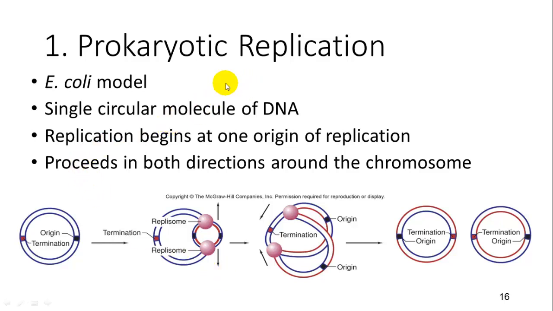So we have prokaryotes and we have eukaryotes, and their replication processes are slightly different. So we're going to start with eukaryotes. The E. coli model is a circular singular chromosome, if you remember that. Replication begins at the origin of replication and then goes in both directions around the chromosome until you have 2 complete DNA molecules, chromosomes. It ends at the termination site.